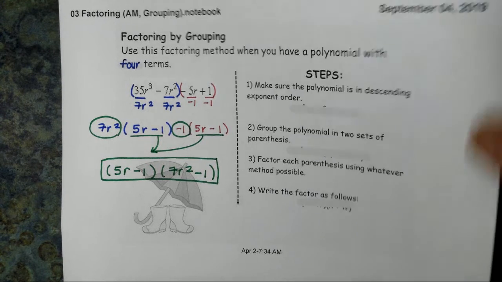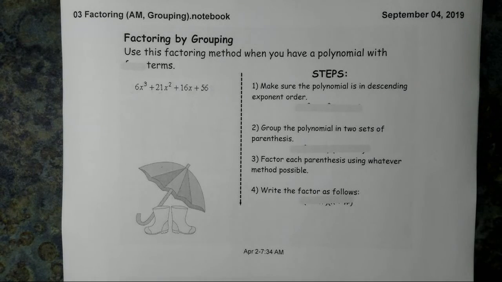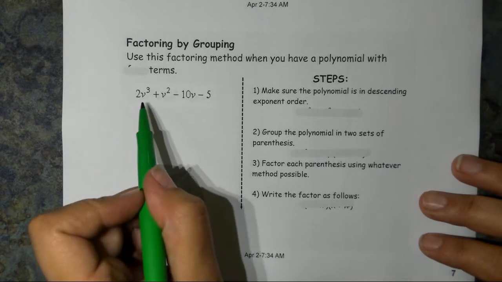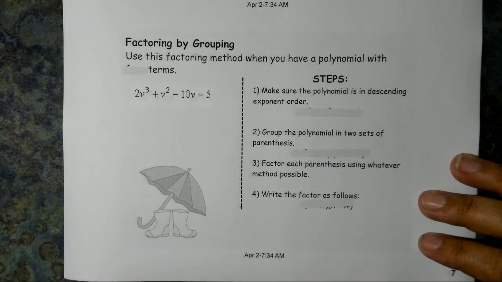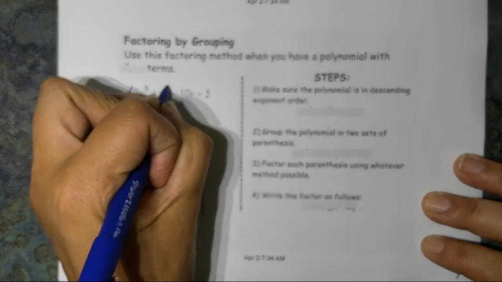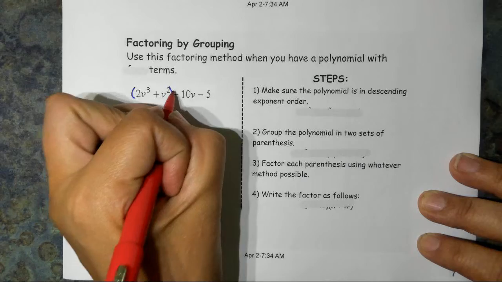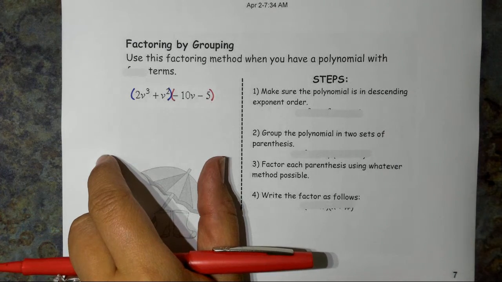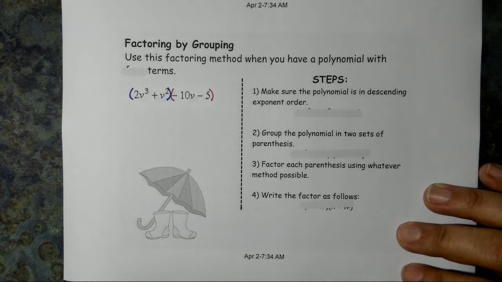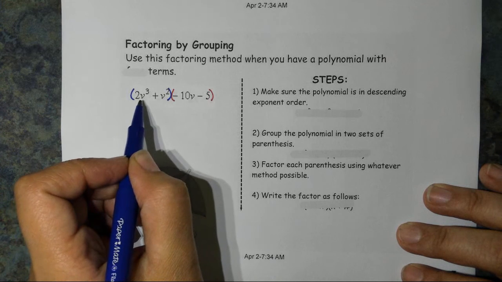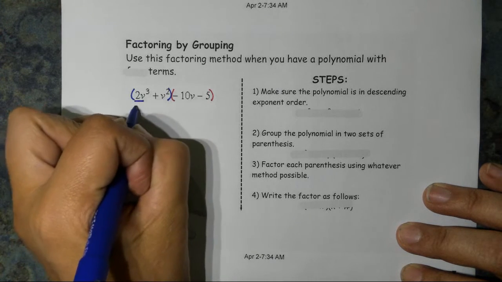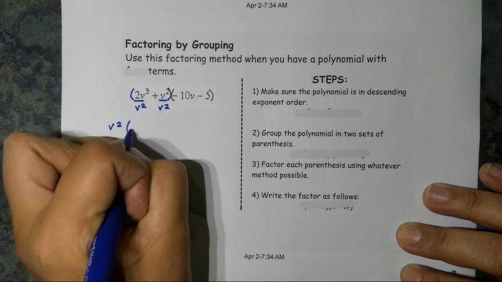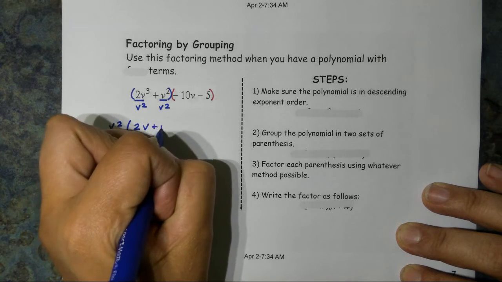Alright, so let's just try one more before we move on. Let's make it similar in nature to what we just did. Okay, once again I have a 4-term polynomial. It's already in descending exponent order, so I'm going to group the first 2 terms together and I'm going to group the last 2 terms together. Always remember taking whatever sign is in the middle and putting it inside the parentheses. So what I'm going to do here is factor out a GCF from the first set of parentheses, which is going to be a v squared. And I have v squared as my GCF, and then I have 2v plus 1.